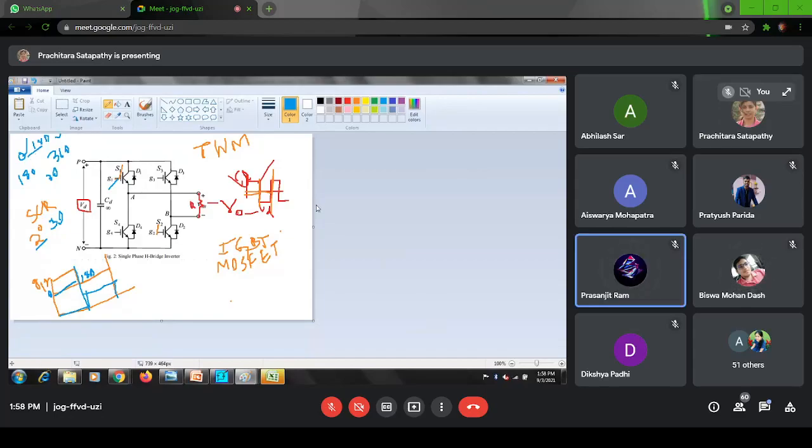So if I want to switch on for 50% of the full cycle, that means 180 degrees. So I have to give the gate pulse for 180 degrees. If I want to switch on for 30 degrees, you have to give the gate pulse for 30 degree duration. Okay? Yes or no? So from 0 to 30 you will give the gate pulse. So continuously the gate pulse will be present. Clear? So manually you can design this inverter.